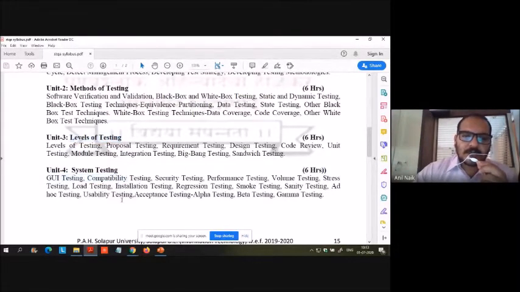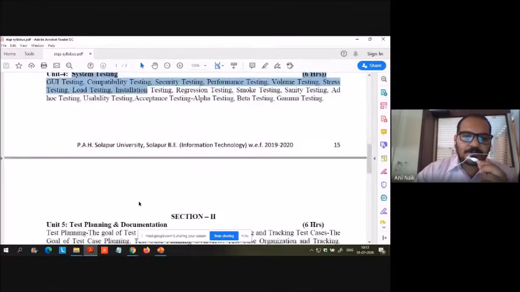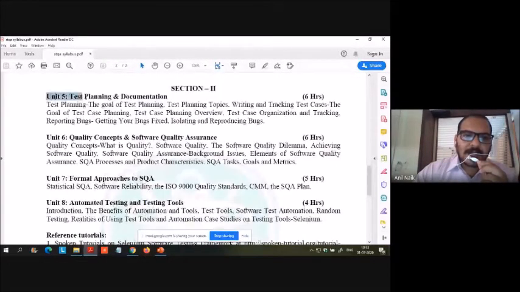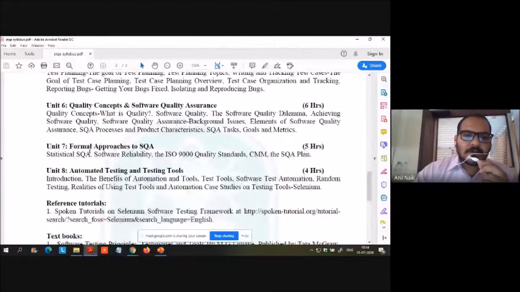System testing we will discuss in detail, and test planning and documentation, software test planning and documentation. Software quality assurance, how we can maintain the quality of the software. Then the formal approaches of software quality assurance, and automated tools, open source free testing tools.